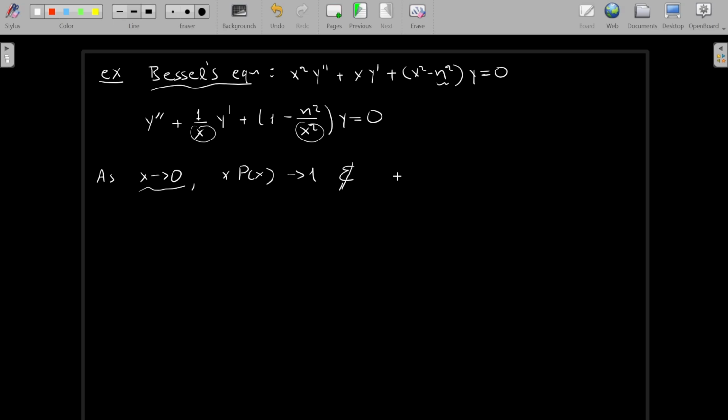And x squared times q of x is equal to x squared minus n squared. So when x goes to 0, this just goes to minus n squared, which is also finite. This is just a constant, a finite constant. Meaning that x naught equals 0 is a regular singularity.